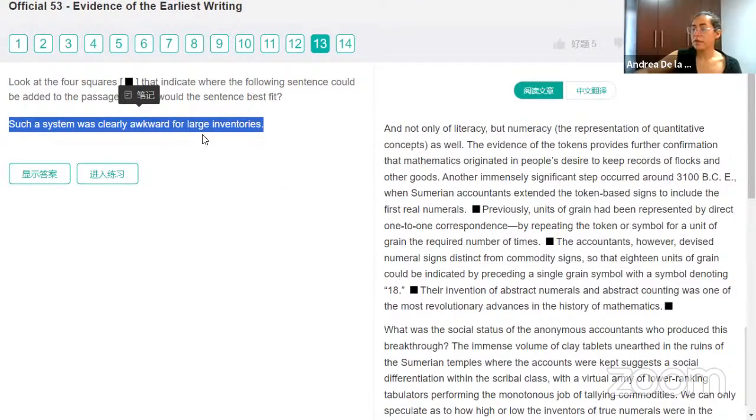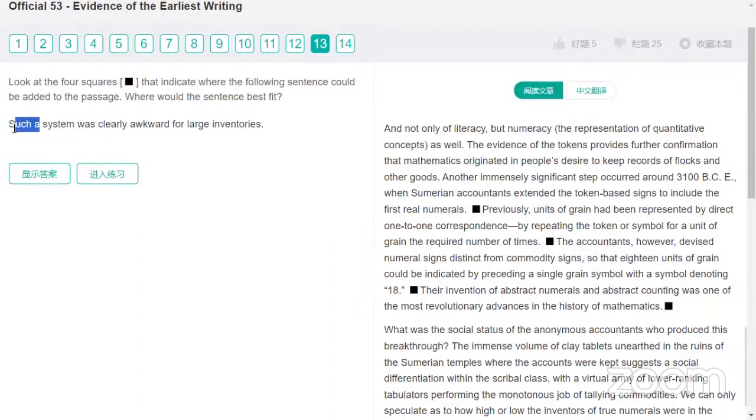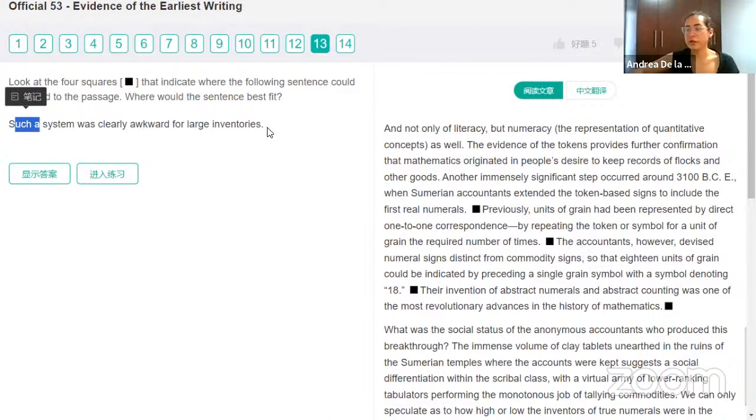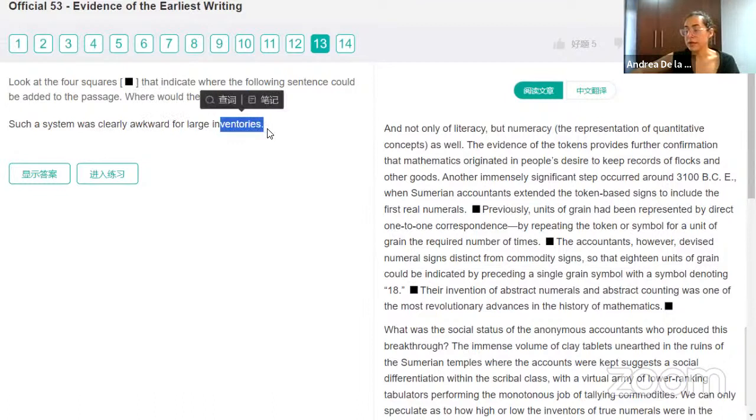Sí. Nos dice such a system. Esto significa un sistema de esta forma, ¿no? Such a system. Este sistema. Este sistema such as lo mismo que this. This system was clearly awkward for large inventories. Entonces nos tiene que estar refiriendo a un sistema que se ha mencionado antes, ¿no? Y un sistema que haya sido incómodo para inventarios grandes. Entonces veamos a qué sistema se está refiriendo. If you say sí, aquí tendría que estar este sistema.